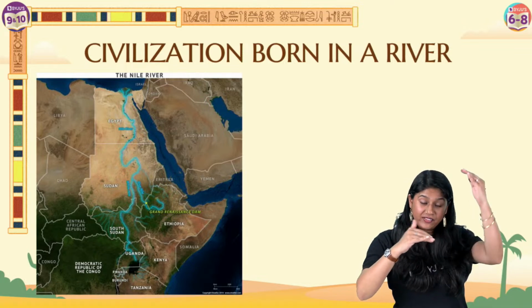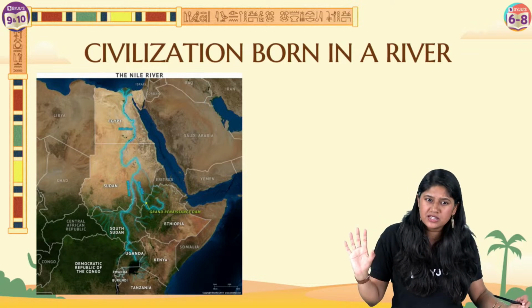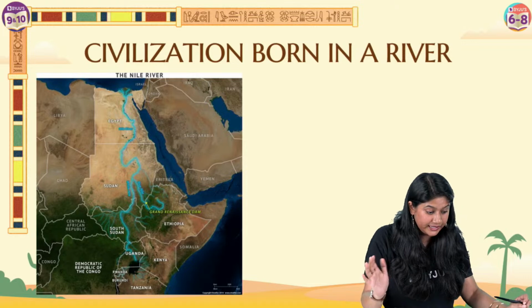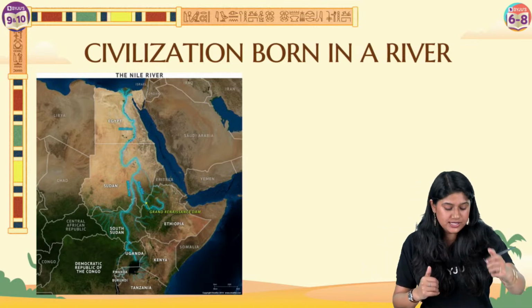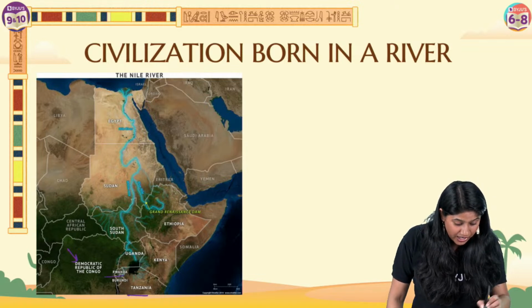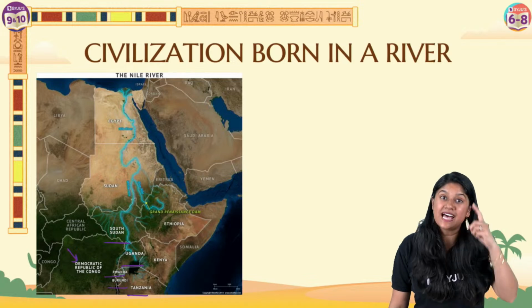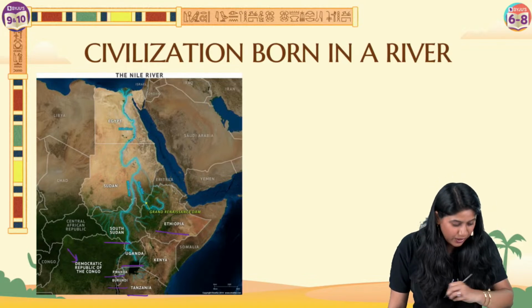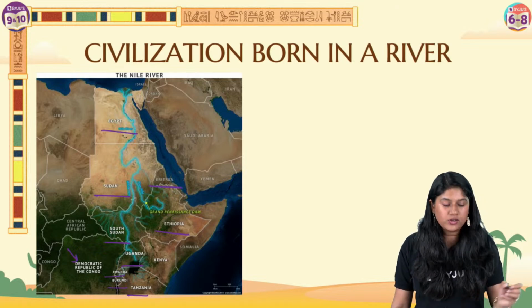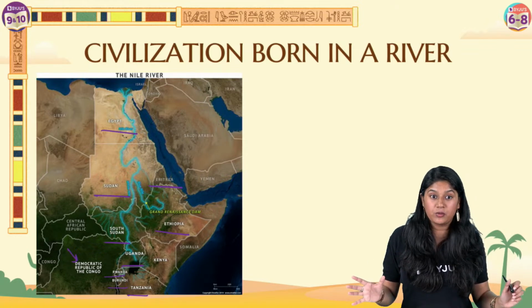The length of the river is approximately 6,650 kilometers. It's a very huge river, and it actually touches 11 countries: the Congo, Tanzania, Rwanda, Burundi, Kenya, Uganda, South Sudan. We have Ethiopia over here, Sudan, Eritrea, and of course it enters into Egypt. A very huge river, everyone.